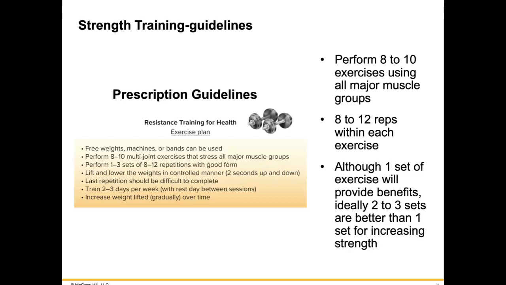So how much should we be doing our strength training? Here are our guidelines. We want to be able to do free weights, machines, or bands and perform about 8 to 10 multi-joint exercises that would stress all of our major muscle groups, although studies have shown that if we do single joint exercises, that is going to give us good results as well. And we want to perform about 1 to 2 sets of 8 to 12 reps with good form. We can lift and lower the weights in a controlled manner, about 2 seconds up and down, and then our last rep should be the most difficult to complete, basically fatiguing our muscle.